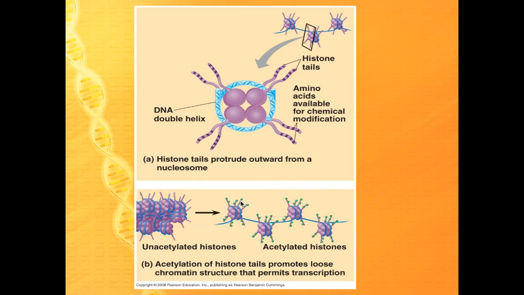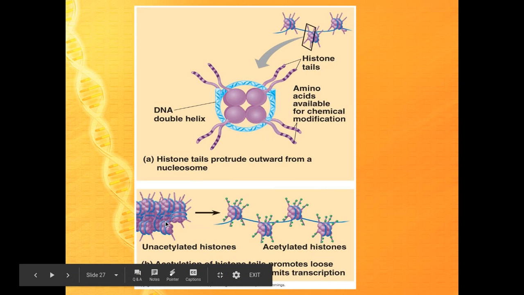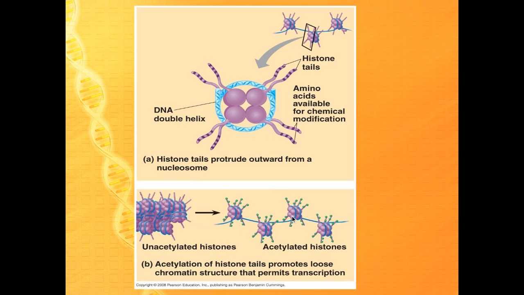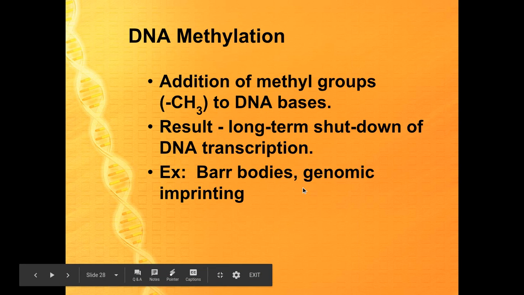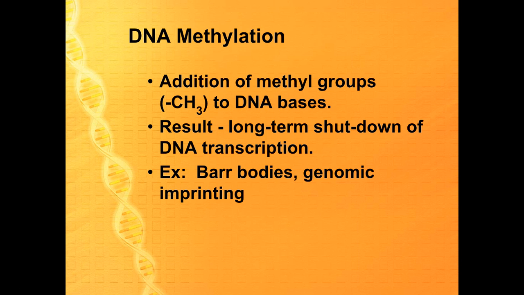And here's kind of a picture. You see unacetylated histones, we get bunching. When we acetylate them, they spread out. The acetyl groups repel one another. So things become more available for transcription. Methylation is really similar, same kind of process. We're going to add methyl groups to the DNA bases themselves, and that's going to shut down transcription long term there.